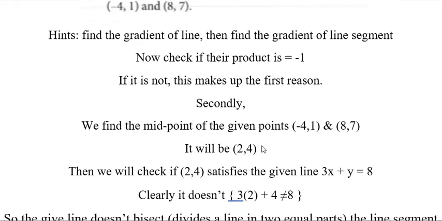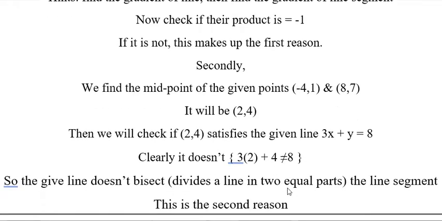Look. The midpoint of this is easily found: 2, 4. So 2, 4 should satisfy the equation 3x plus y is equal to 8. Well, 3 into 2 plus 4 doesn't give you 8. 6 plus 4 gives you 10. So that means the point 2, 4 does not satisfy this equation, and that means it does not lie on this line. And that is your second point, that the line does not bisect the line segment.